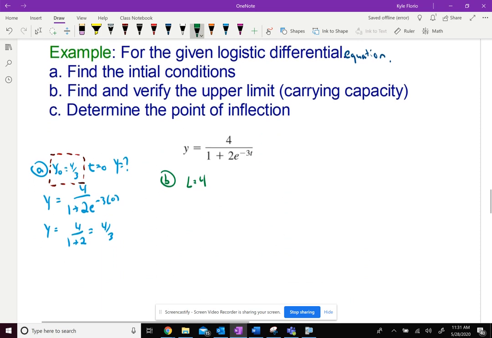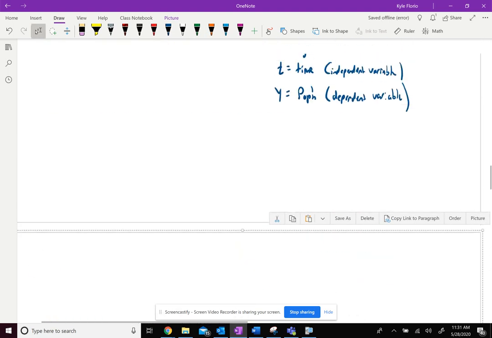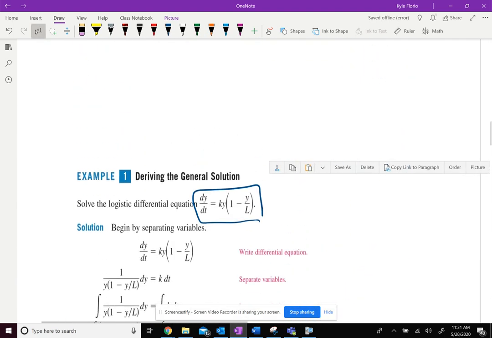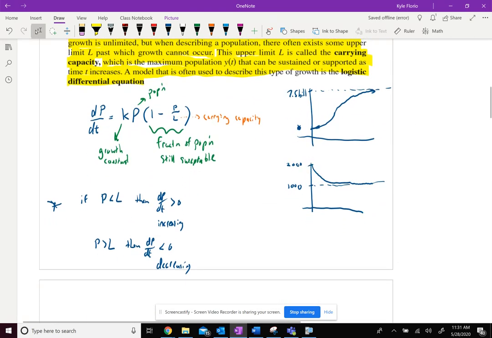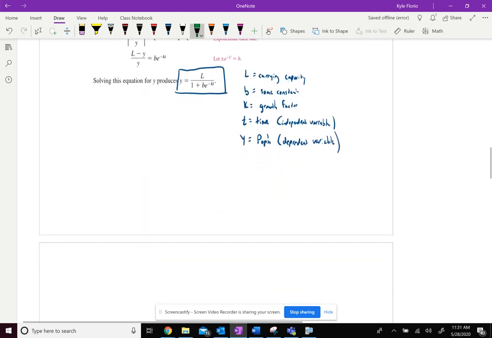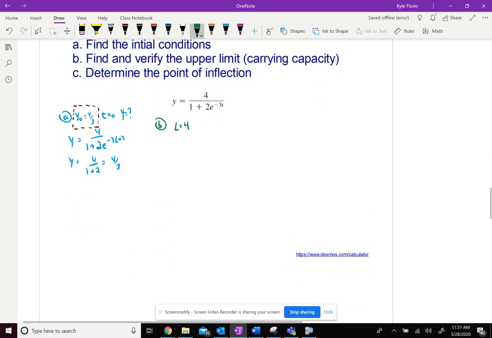So the idea is, as time goes on, as time gets really, really big, as we go deep, deep into the future, this model should approach 4, or whatever the carrying capacity is, which is what we saw right here, right? As time goes on, we should approach this carrying capacity, which is whatever L is. So that's L. Okay, so does that really happen?